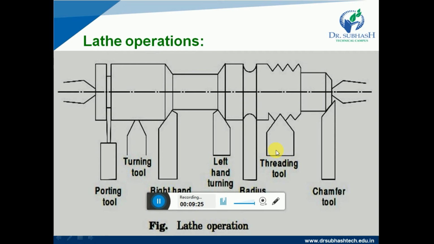In this operation, a bar type job is held in a chuck and rotates at turning speed, and a parting off tool is fed into the job slowly until the tool reaches the center of the job. So these are the different operations carried out on the lathe machines.